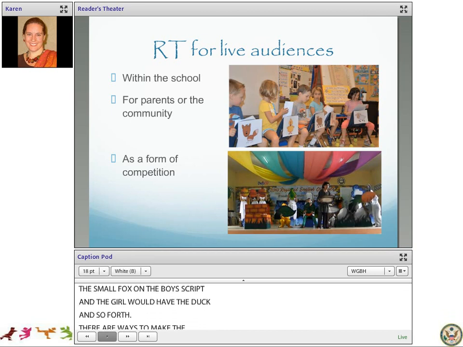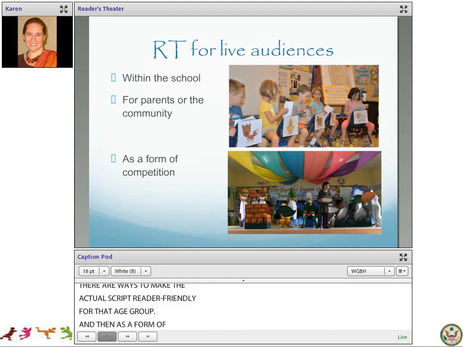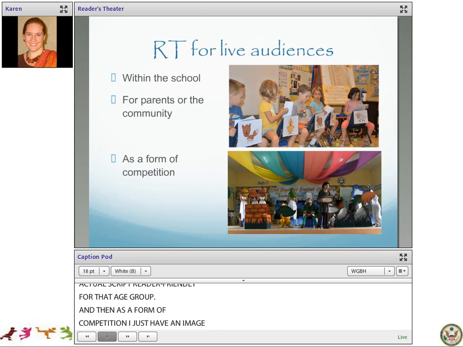And then as a form of competition, I just have an image down here. This is from the Philippines with the 2010 Regional English Olympics, where Reader's Theater is one of the main competitions. So you can start to see that Reader's Theater can be used in a very small, humble level as just an adjunct to a lesson that stretches over a few lessons in a row, or it could be a large-scale project that a school participates in at the competition level.